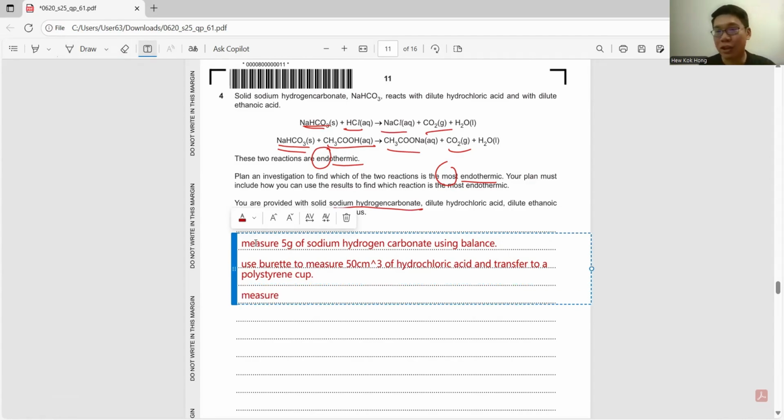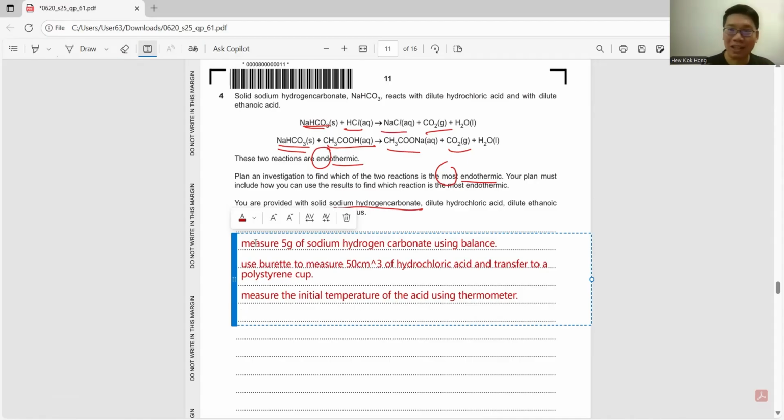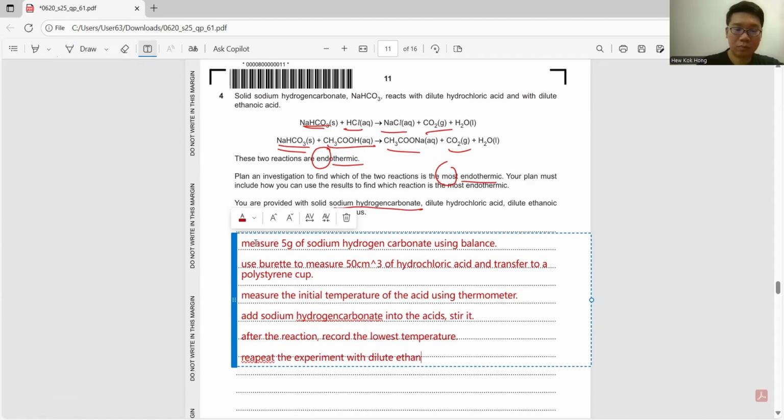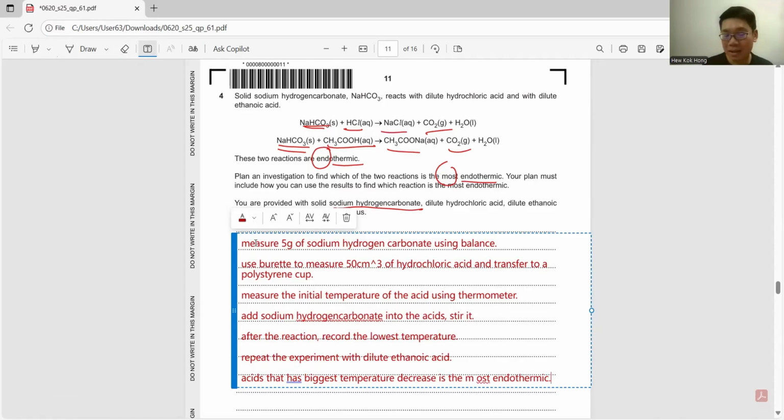And then we need to measure the initial temperature of the solution. Then we can add the sodium hydrogen carbonate into the acid. And make sure we stir it. So after the reaction, we record the lowest temperature and we can know the change in temperature. And we repeat the experiment with dilute ethanoic acid. The acid that has the biggest temperature decrease will be the most endothermic.